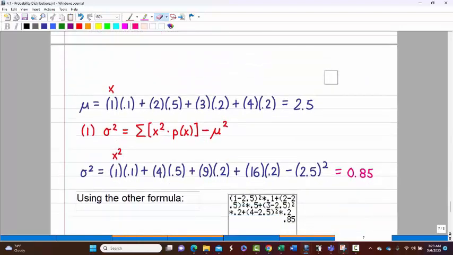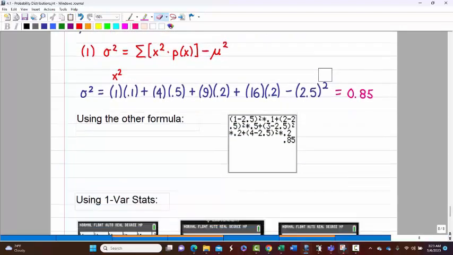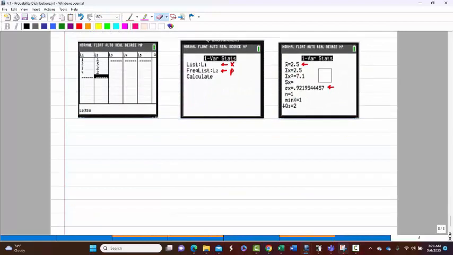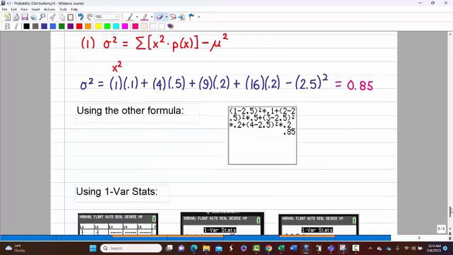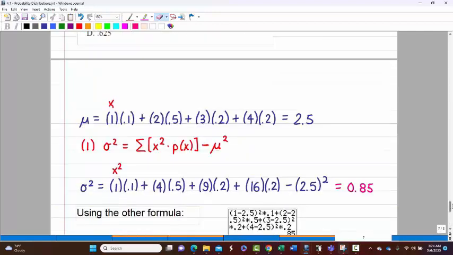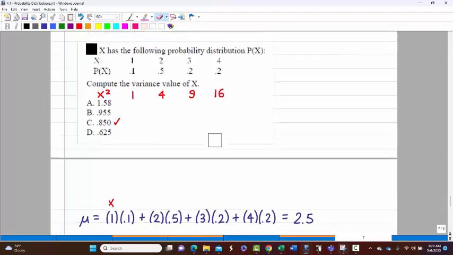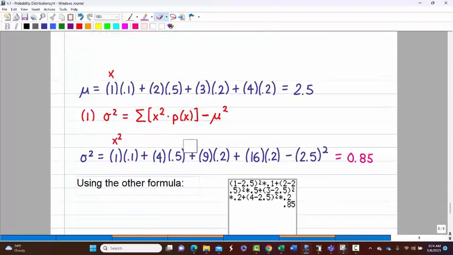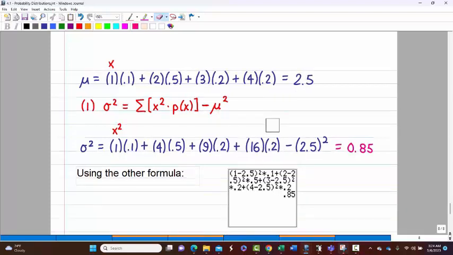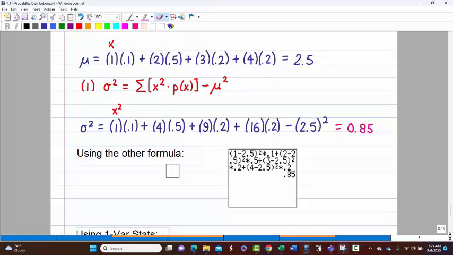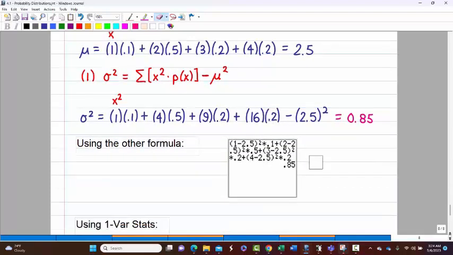So here's another one. Did I do this one? I didn't even do this one in Excel. I guess I could. Here it looks like I used the formula, which is not required. So here's the distribution. I could probably get rid of that, but now I've told you verbally, don't worry about it. So sigma squared was XP, XP, XP, XP minus the square of the mean, which is 2.5. Okay, using the other formula, forget that. Don't worry about that either.